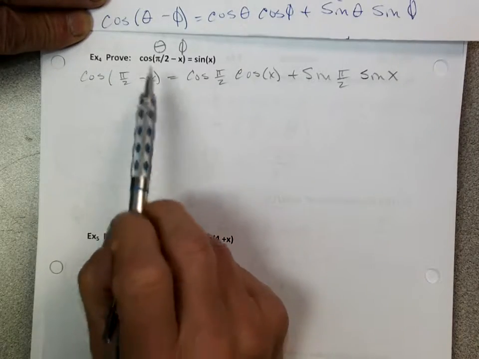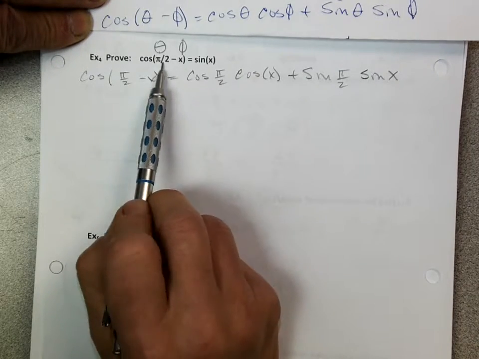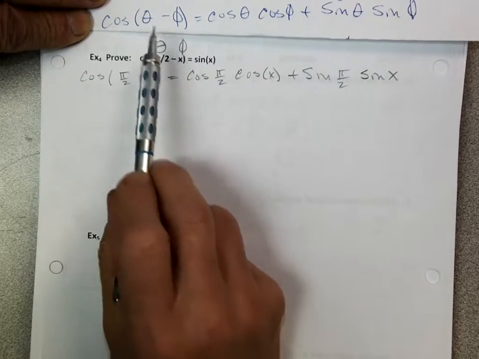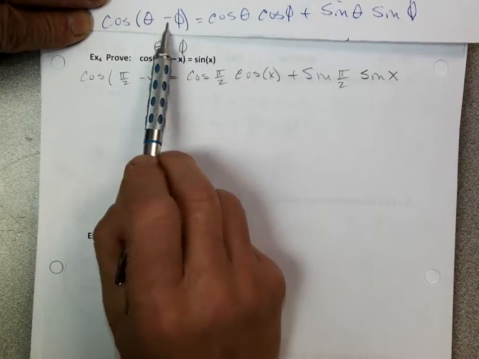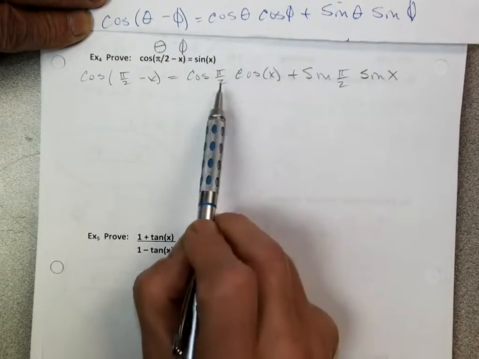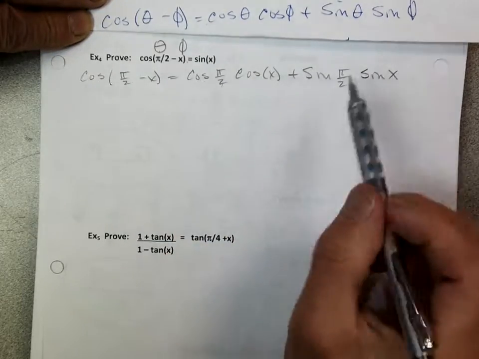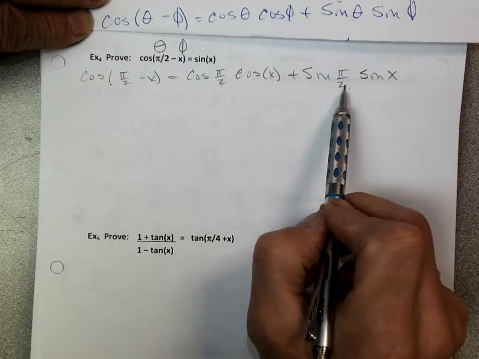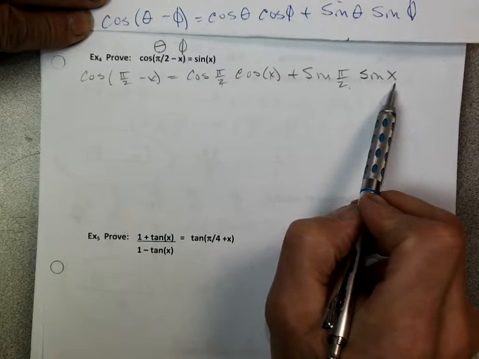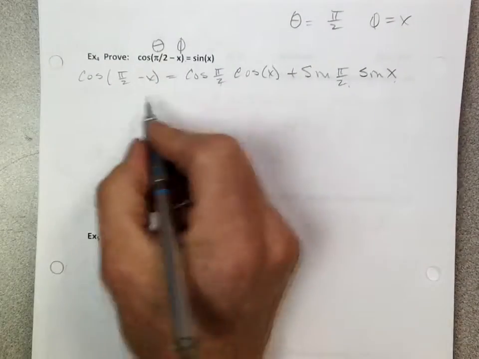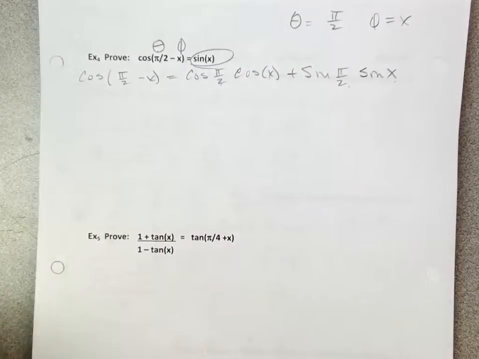Okay, so I just set up my two angles, theta and phi. I've got cosine of an angle minus an angle, so it has to be this one. So I just set up cosine of theta, cosine of phi, which would be cosine of pi halves, cosine of x, plus sine of theta, sine of phi, sine of pi halves, sine of x. Just plugging them in. Now, from the unit circle, somehow this is going to all simplify all the way down to just sine of x. So let's see if that happens.